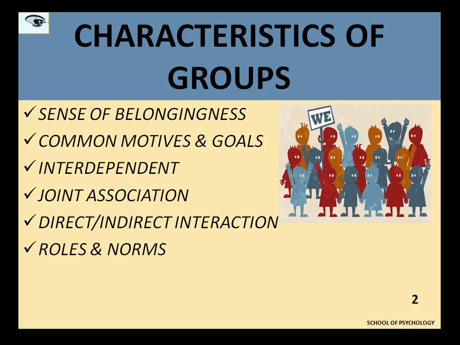So then the next one is joint association. How they are trying to satisfy a need by coming together through this joint association, which in a way also influences each other. And the next one is how their interactions can either be direct or they can be indirect. And of course, we have their roles and norms.